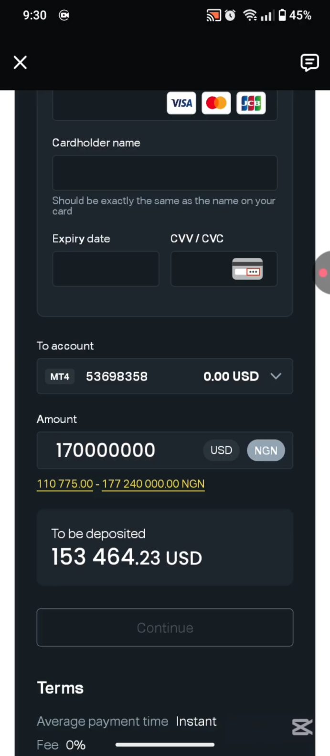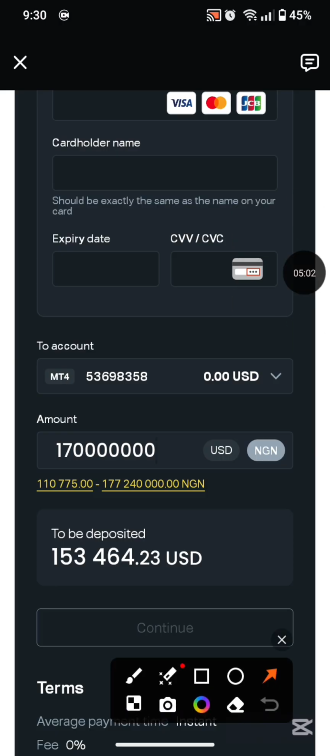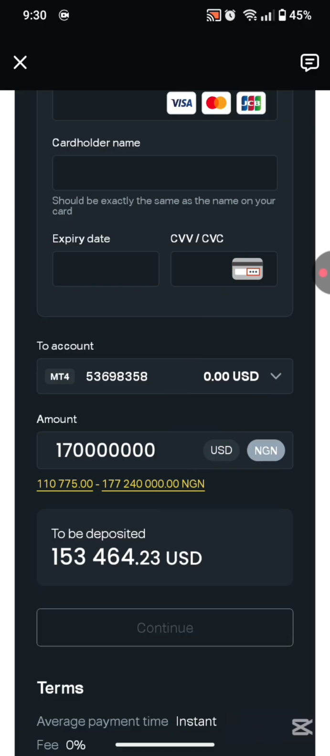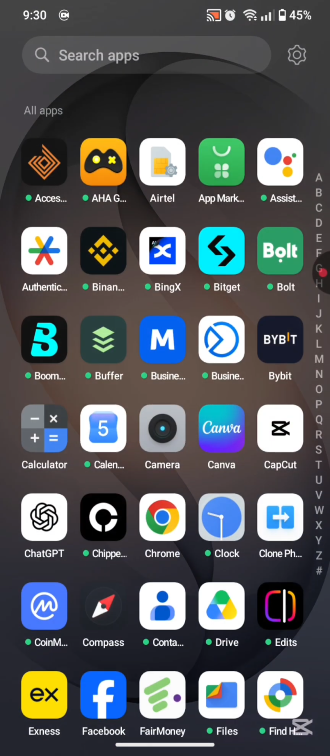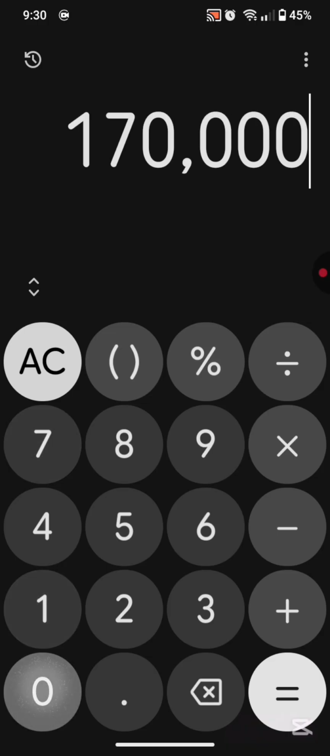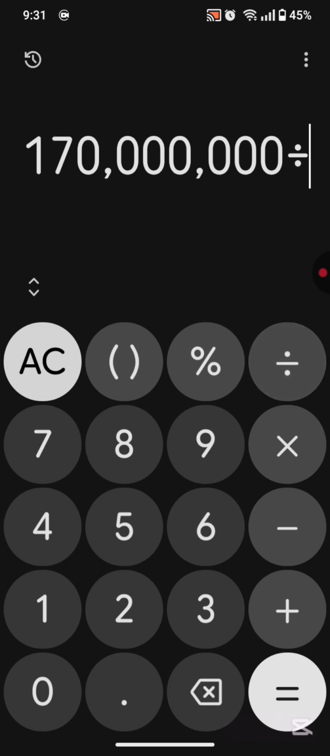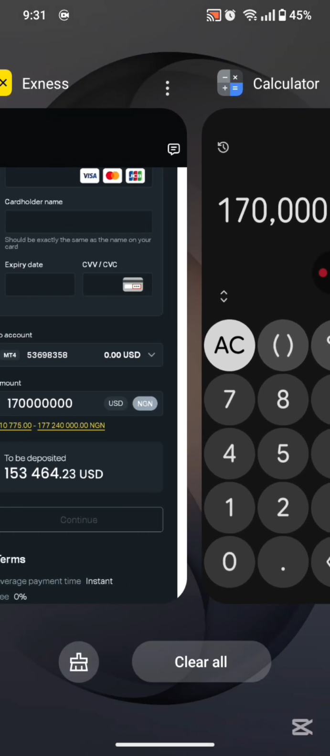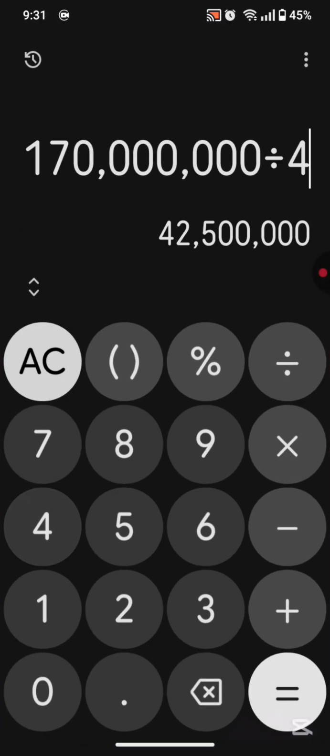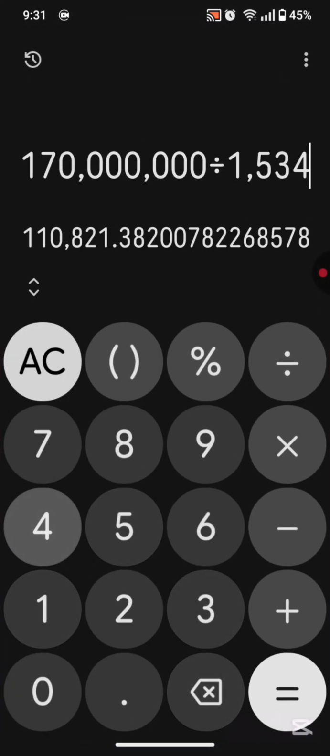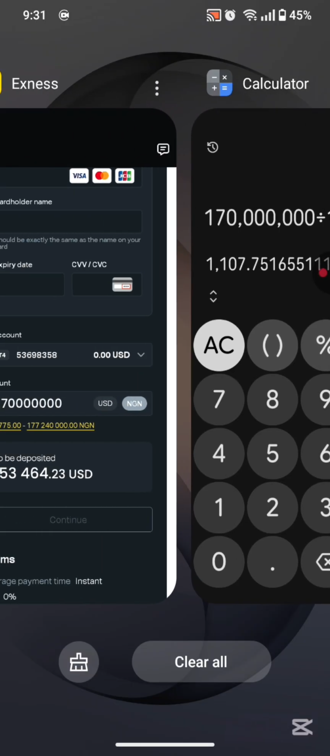So this is simply it. If we are going to deposit a total of 170 million naira again into this account, we are going to be getting a total of 153,462.23 USD. So now let's go ahead and grab my calculator and do this calculation. So I calculate 170 million and then I divide this by the total amount we are getting, which is 153,464.23.